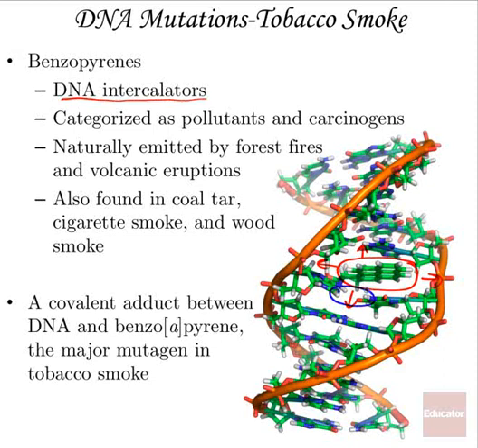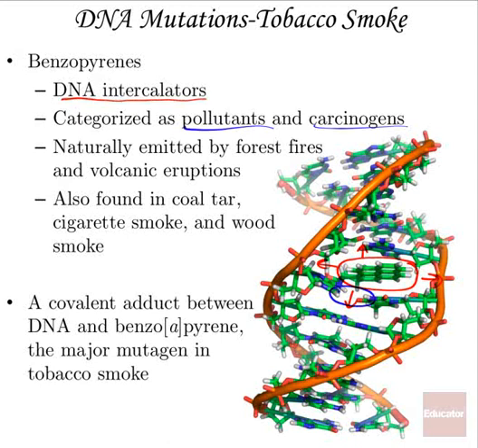So our benzopyrenes are categorized as pollutants as well as carcinogens, right? Something that can cause cancer. They are naturally emitted by forest fires and volcanic eruptions. And they're also found in coal tar, cigarette smoke, as I'm talking about right here, and wood smoke. So this doesn't sound like something found in a product that we want to be putting inside of our bodies.